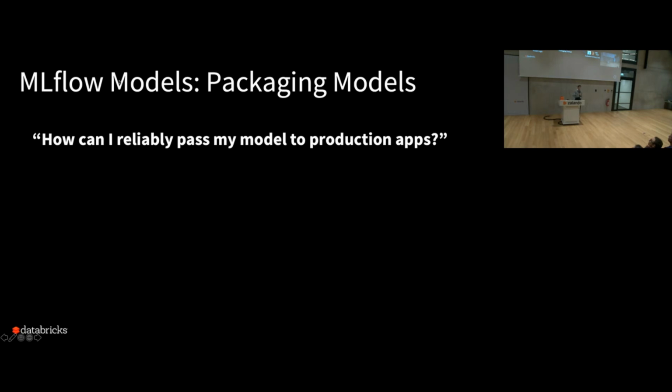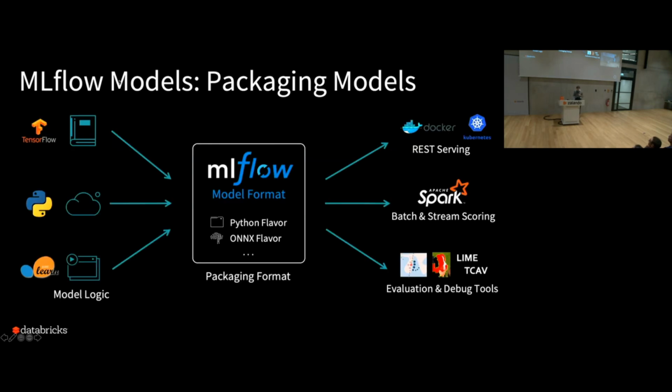So it's basically some code that exposes some interfaces. And it's got this concept of flavors. If you see in the middle there, there's Python flavor, Onyx flavor, you can have others. And what this means is there's an API that says for any model that supports the Python flavor, I want to load it as a Python function. And then I can run it, and I don't really care what it's doing inside.